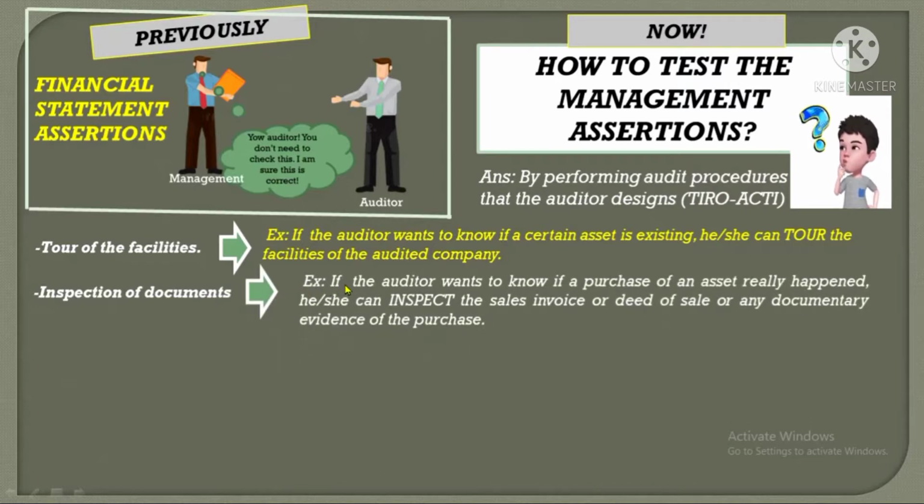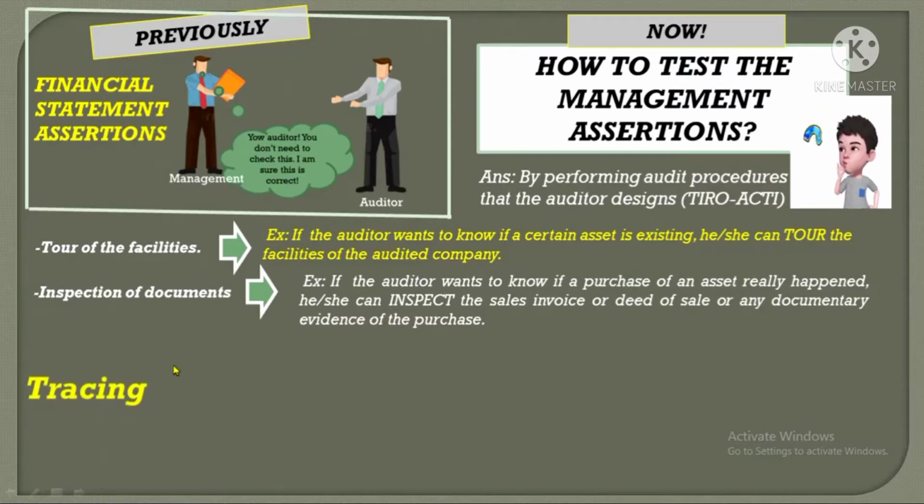Next is I, which pertains to inspection of documents. This is also a simple procedure. Example, if the auditor wants to know if a purchase of an asset really happened, he or she can inspect the sales invoice or deed of sale or any documentary evidence of the purchase. However, related to inspection, we have the procedures tracing and vouching.